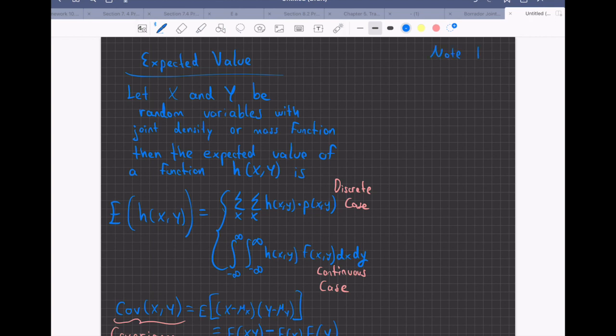Note that if x and y are independent, then the expected value of x times y is equal to the expected value of x times the expected value of y. So that the covariance of x and y becomes 0.